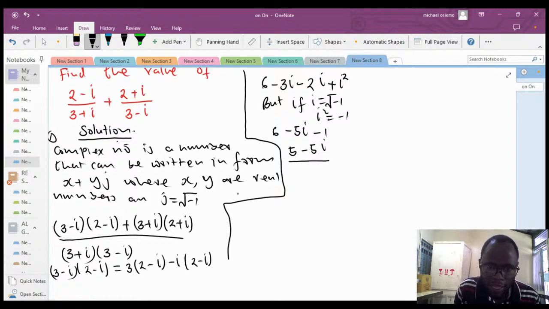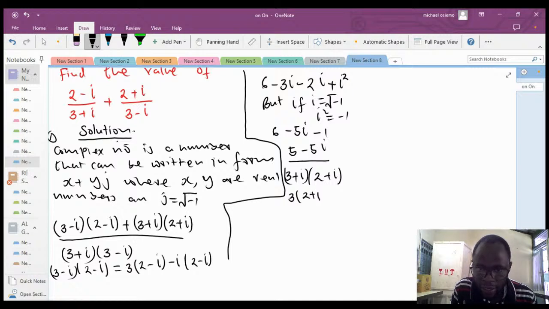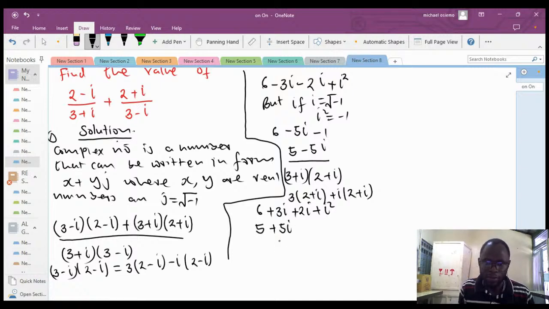And then you can also expand the second part, which is (3 plus i) multiplying by (2 plus i). This is the same as 3 into (2 plus i), then plus i into (2 plus i). So when you open up this bracket, we shall get 6 plus 3i plus 2i, then plus i squared. And that i squared we said is equal to minus 1. So we're going to have 5 plus 5i. So that's the second part.